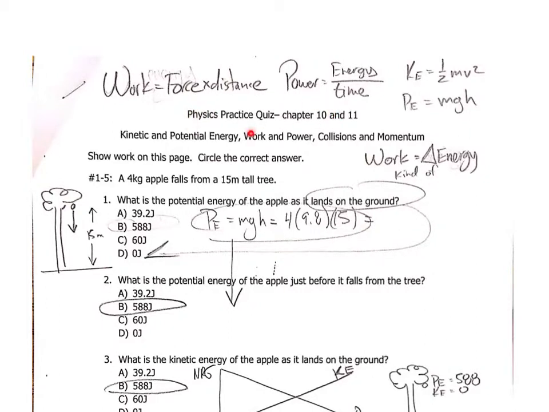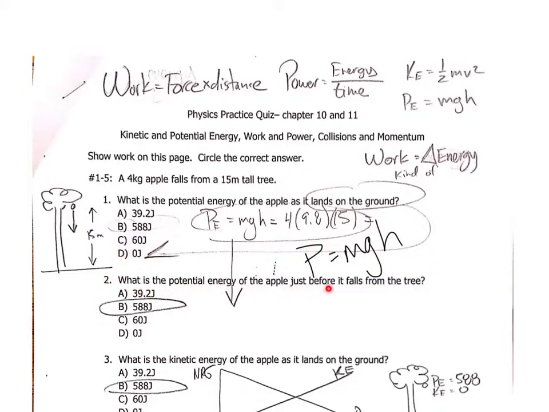Momentum, energy, work, power. What is the potential energy of the apple as it lands on the ground? So we have an apple, it's up in a tree, it's going to fall. As it lands on the ground, the height would be 0, and our answer then would be 0 joules. So this is actually the solution for number 2. See how I got confused too? But we know potential energy is mgh. So if our height is 0, it means our potential energy is 0.